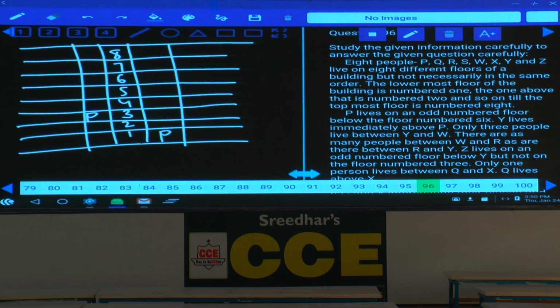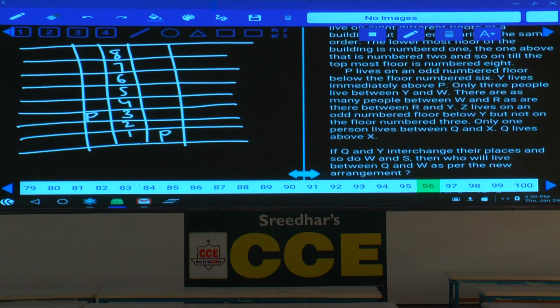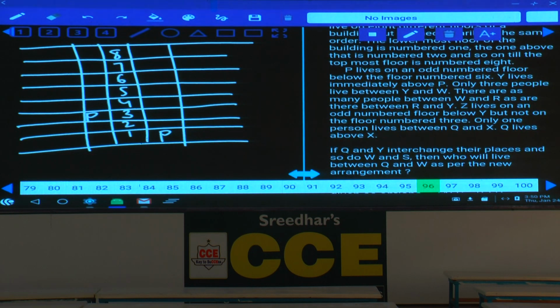Then, Y lives immediately above P. As Y lives immediately above P, in the first case, Y must be on the second floor, and in the second case, Y must be on the 4th floor. Only 3 people between Y and W. As 3 people between Y and W, 1, 2, 3, in the first case, W must be on the 6th floor, and in the second case, W must be on the 8th floor.